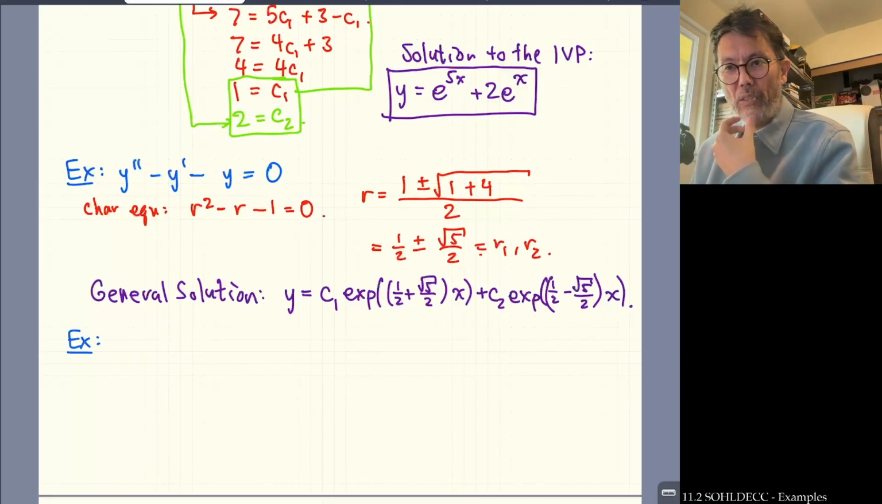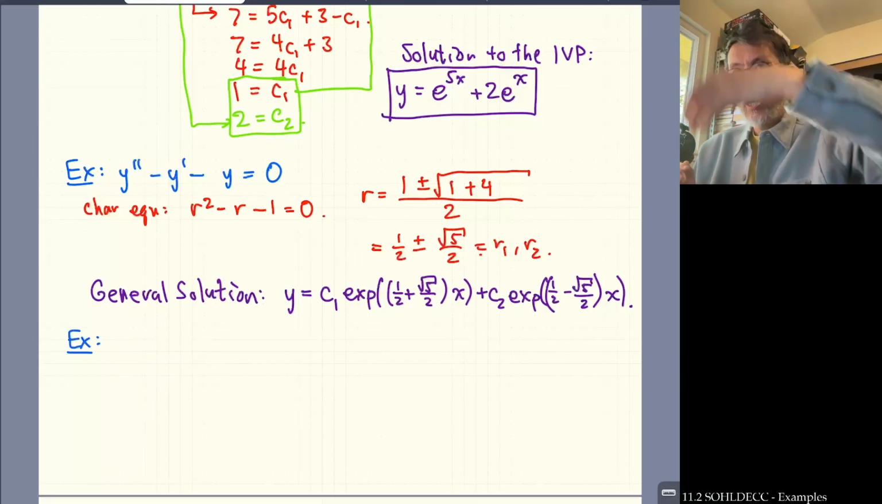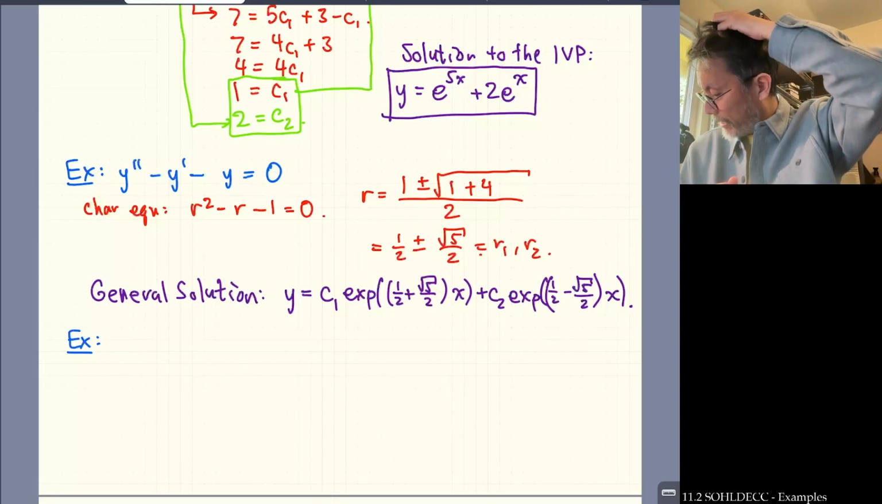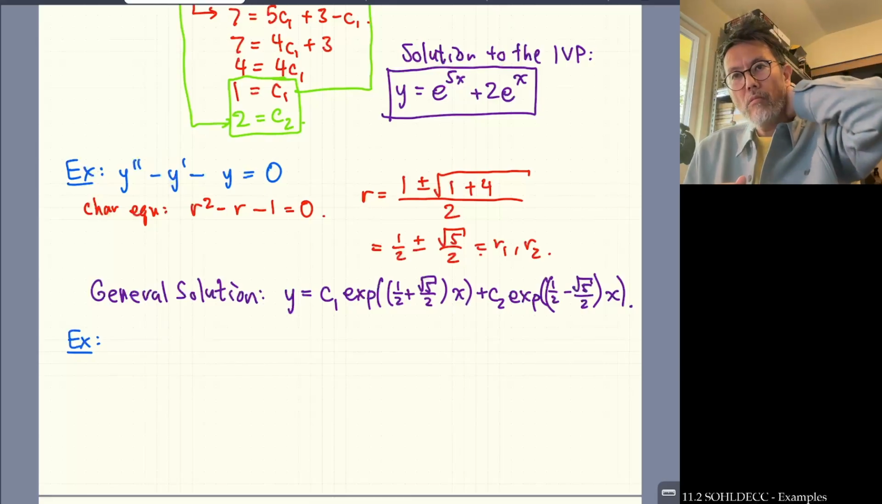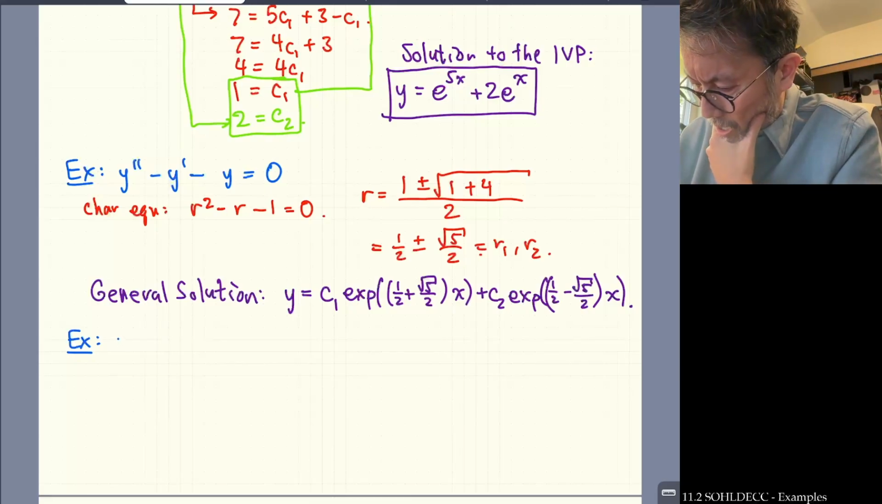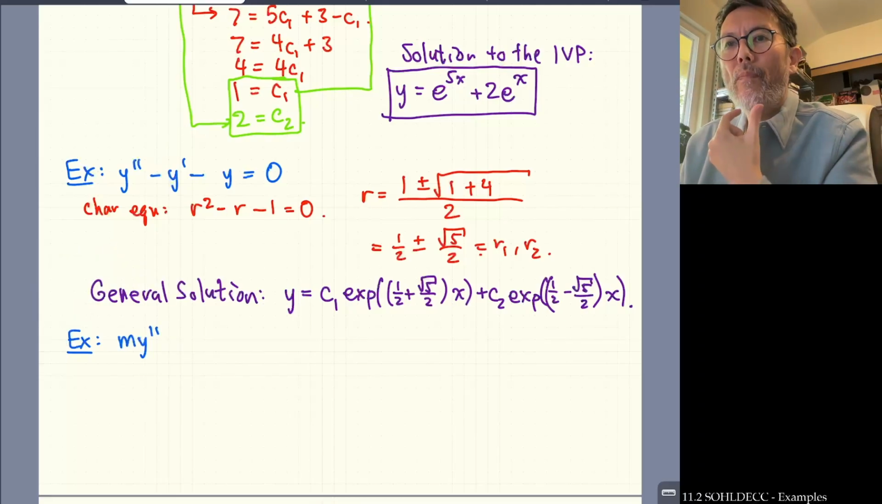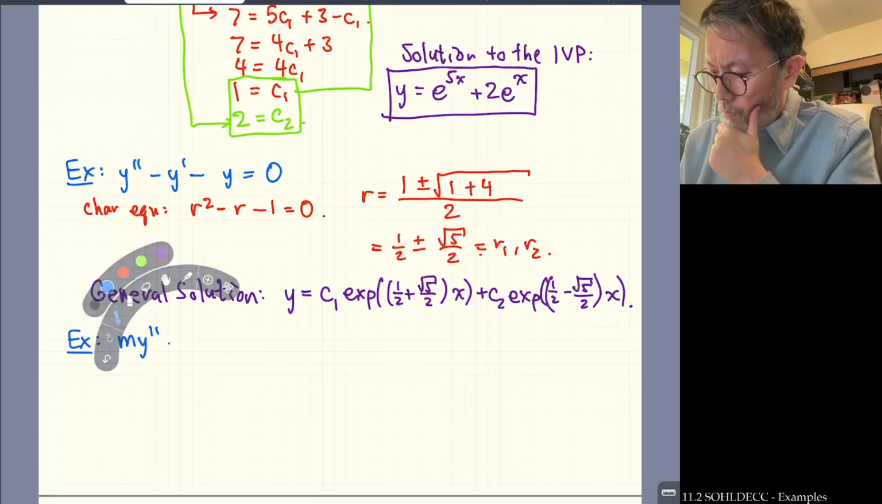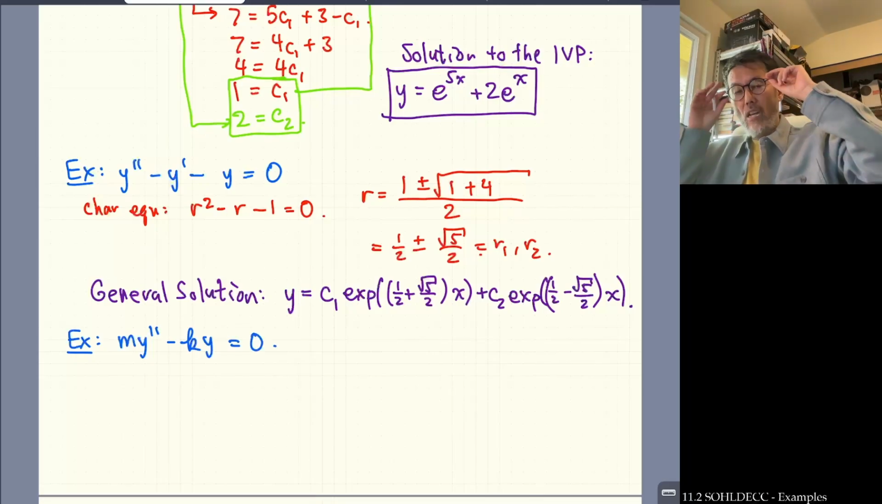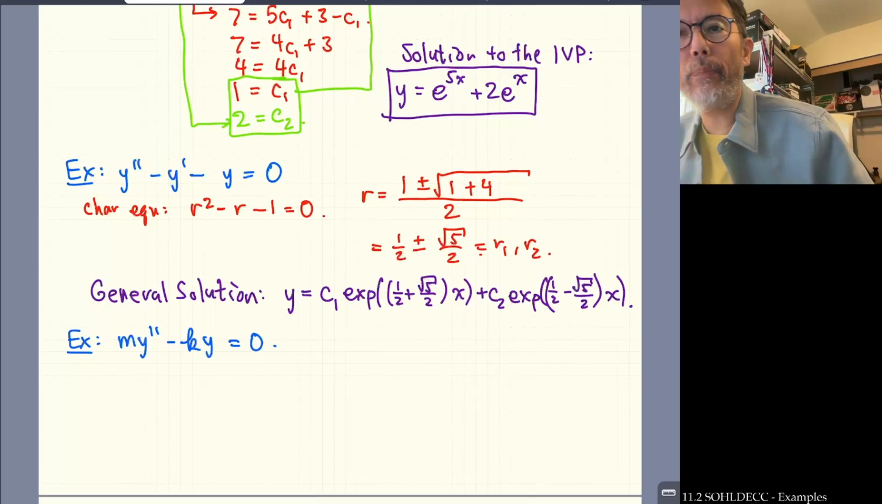One more example, and then we'll call it a video. Let's say that we have something like, how about this? M times y double prime minus k y, ky equals 0. Here, we're going to take m and k to be positive constants.